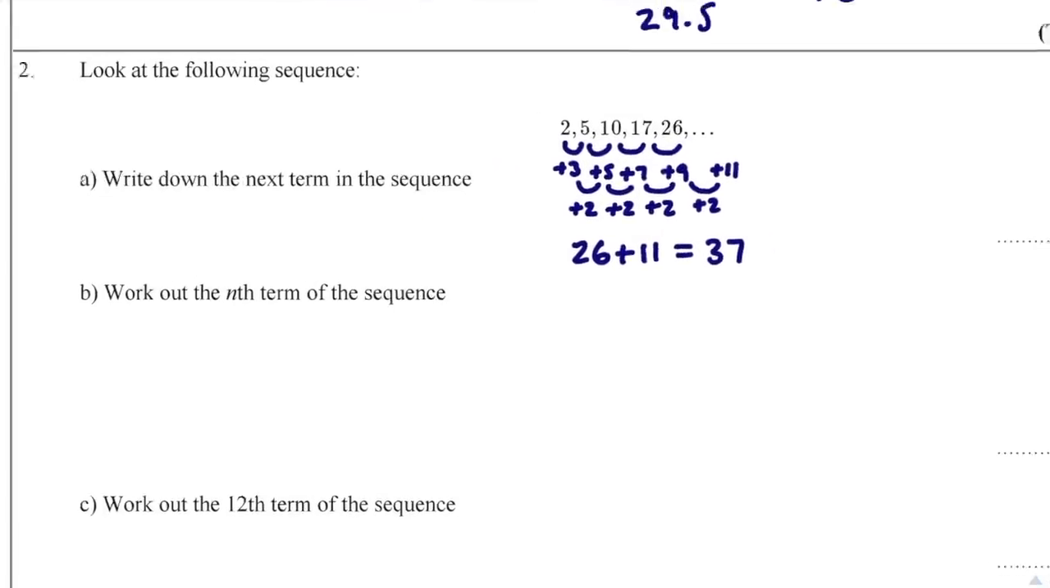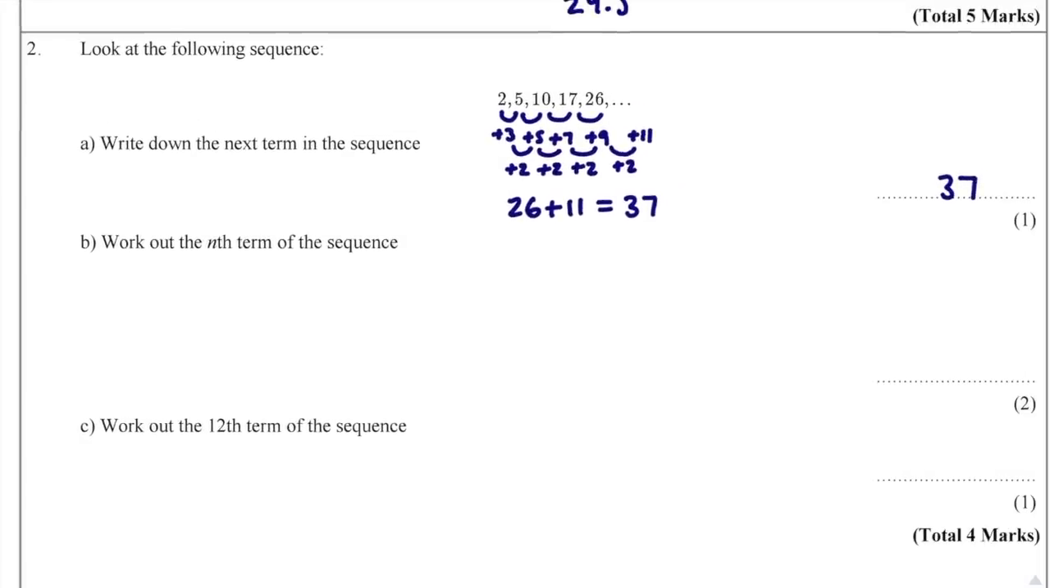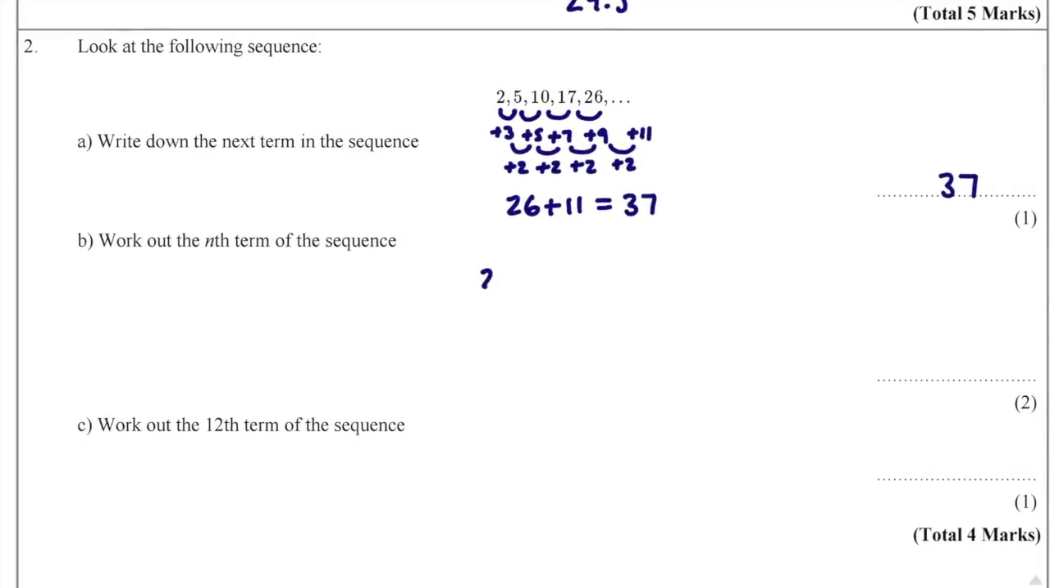Now part B says work out the nth term of the sequence. Now I'm going to write this sequence out again.